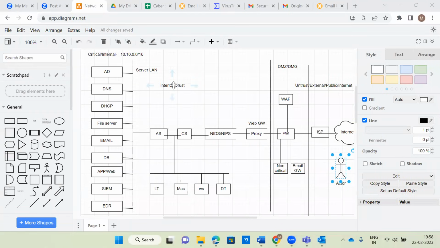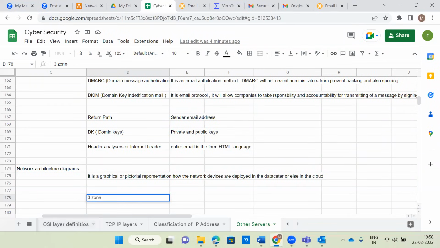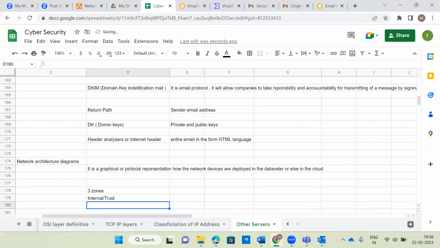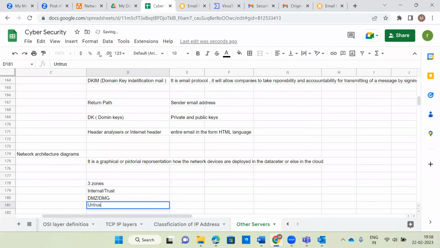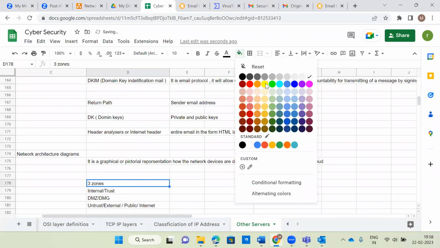One is internal or trust. Second one is DMZ. Third one is untrust or external or public or internet. So I will write that one. 3 zones: one is internal, this is trust. Second one is DMZ. Third one is untrust or external or public or internet.